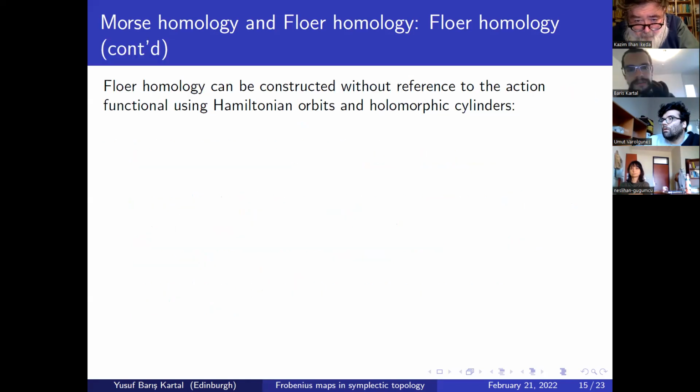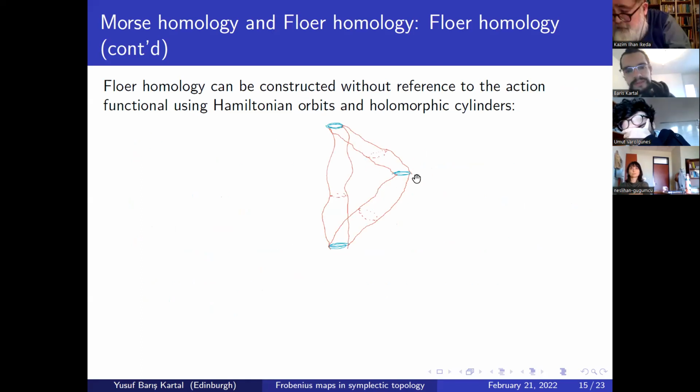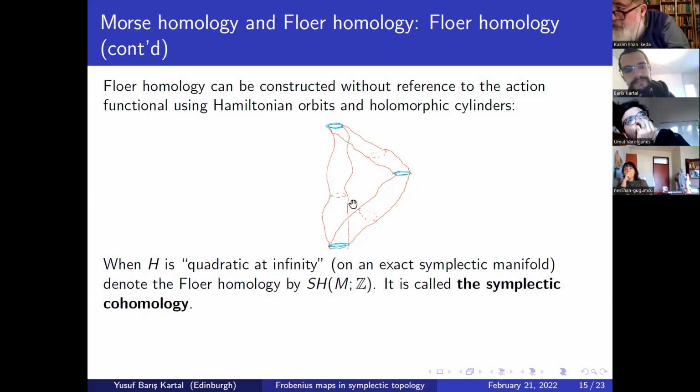And so the picture here. The blue circles represent the one-periodic orbits of X_H, and the red cylinders are the holomorphic cylinders. The differential, if you think of it as an operator, has matrix coefficients given by these cylinders.